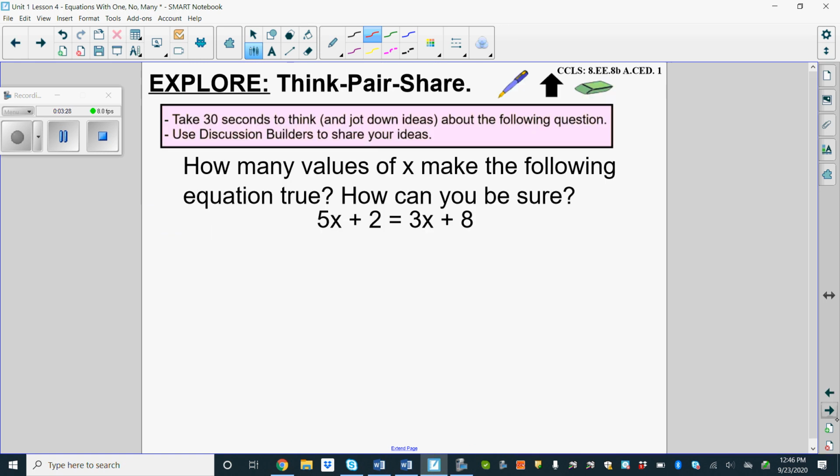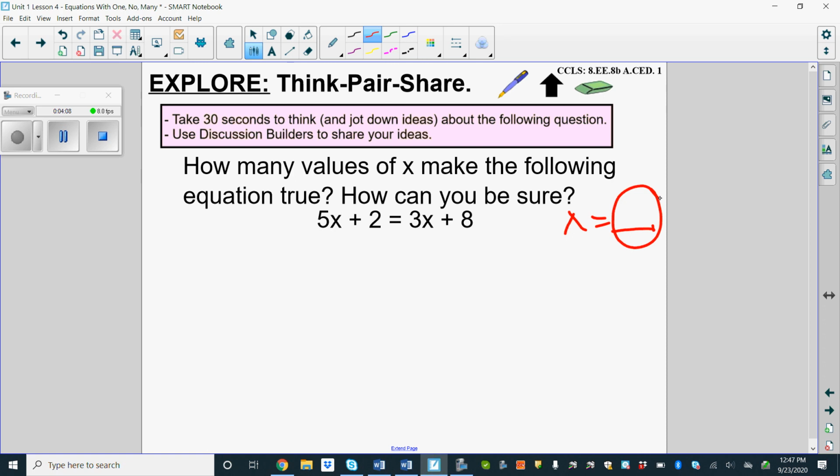Here, we have a question. So this is like the explore part. And if you guys were here, you would turn and talk to each other. But we are just wondering, how many values of x make the following equation true? From the look of this and from what we've always done, we've always solved an equation and have gotten x equals some number, right? And we know that that number is the only answer to that equation, right? So in reality, we've only really seen only one answer work for every equation because we get that one number.